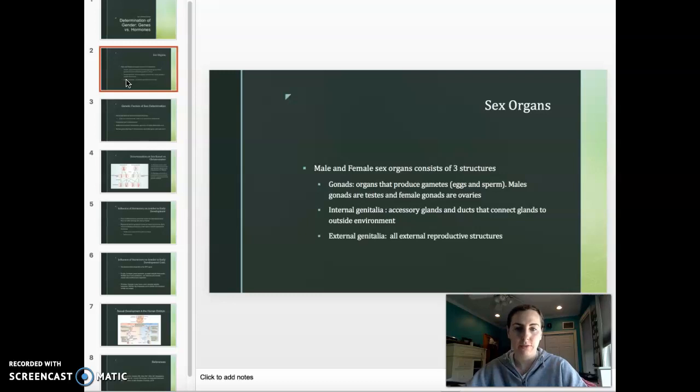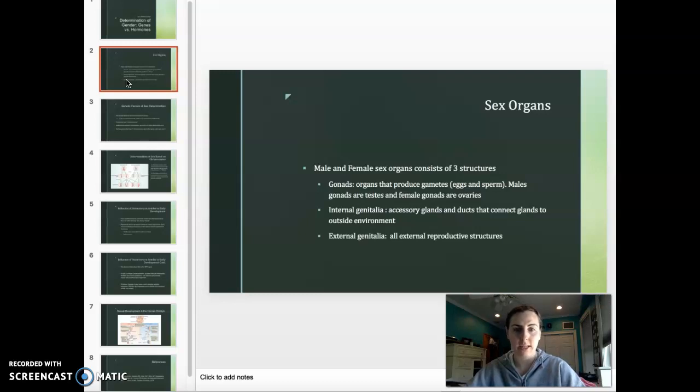Males and females have sex organs that consist of three different structures. First, we have the gonads. The gonads are the organs that produce gametes, either eggs or sperm. Male gonads are the testes and the female gonads are the ovaries.